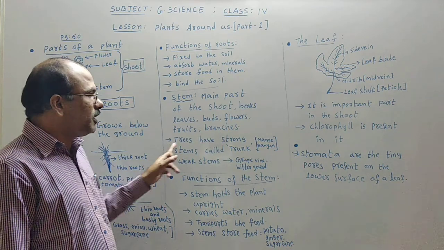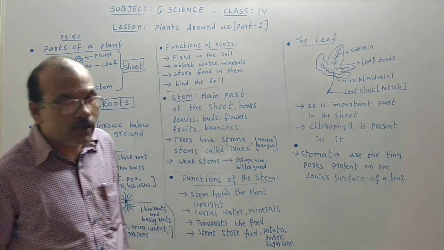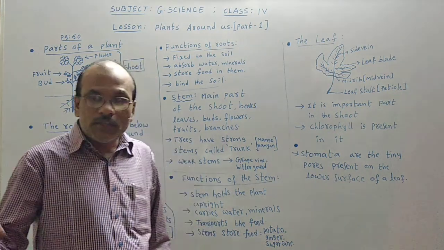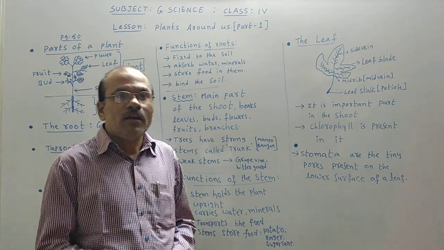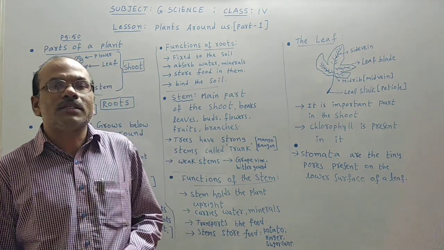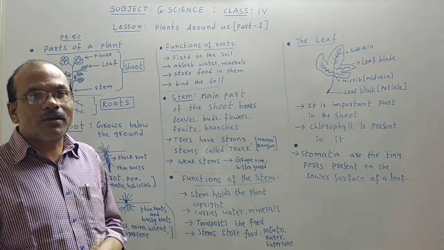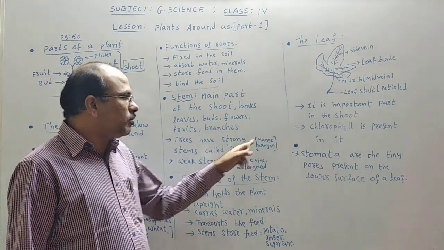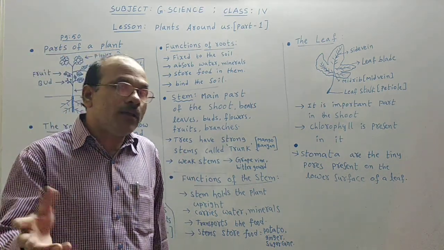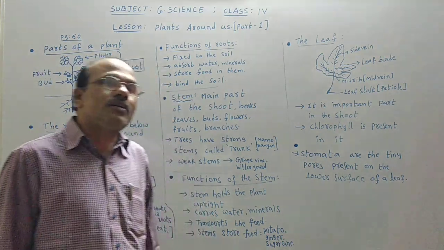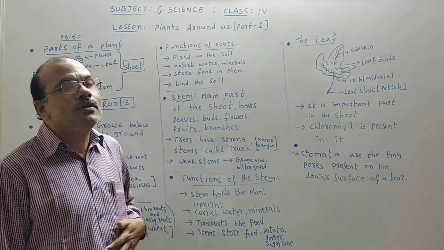Then trees have strong stems called trunk. When we go to the playground in our school, there are this much sized trees. Woody and strong stems are there. Those stems are called trunk. And mango tree and banyan tree, of course neem tree, all those have strong, woody trunks. So that stem is called a trunk.